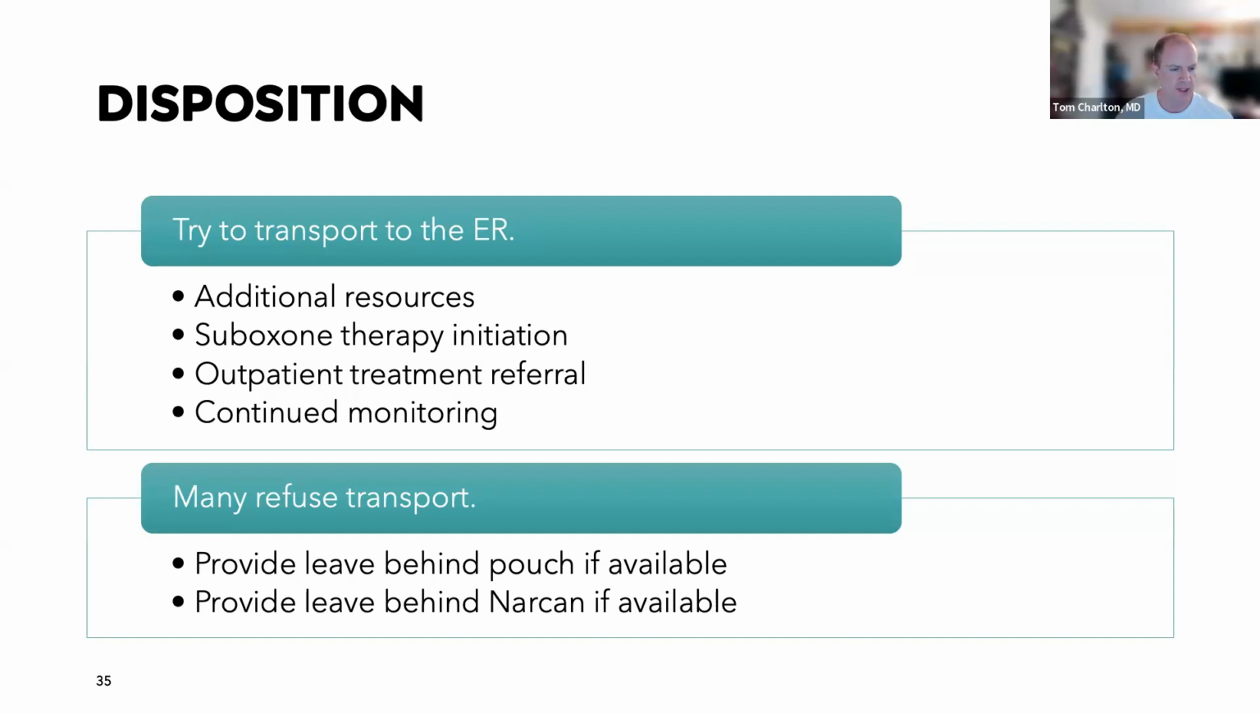So if your department is participating in any of the leave behind programs, the leave behind pouch is very nice. Hamilton County Public Health has this, and Sharonville will be getting this very soon, where it's a leave behind pouch that has Narcan, it has fentanyl test strips in it, it's got a prescription drug disposal bag, a bunch of resources on treatment options, et cetera.